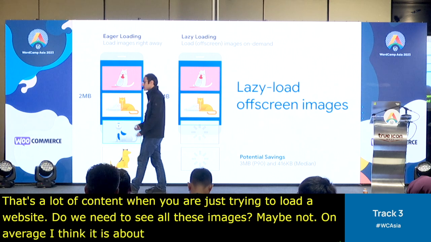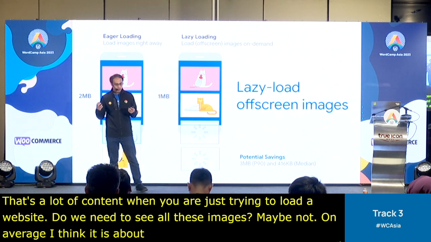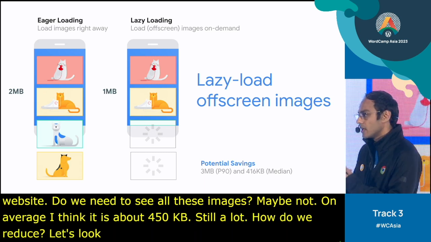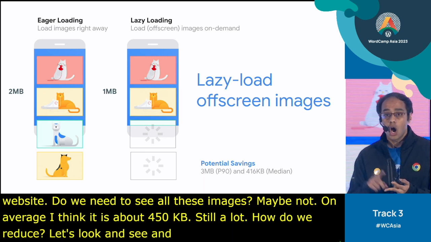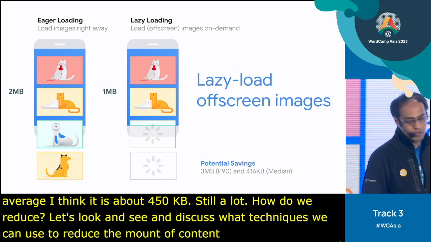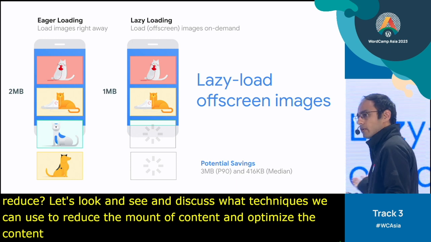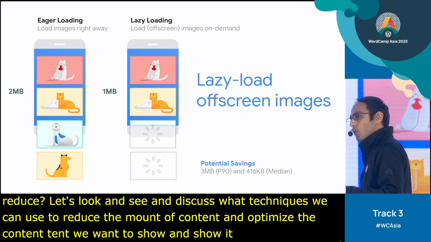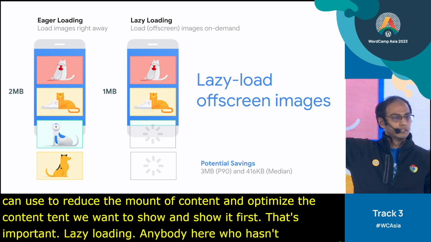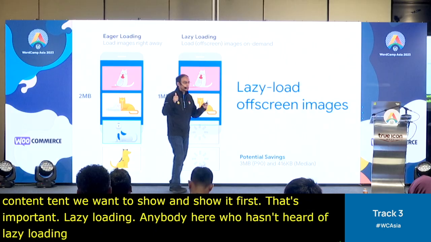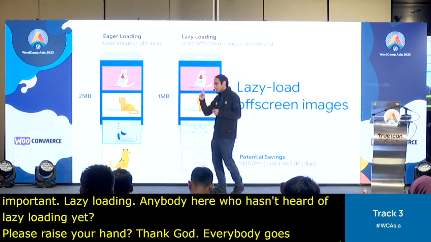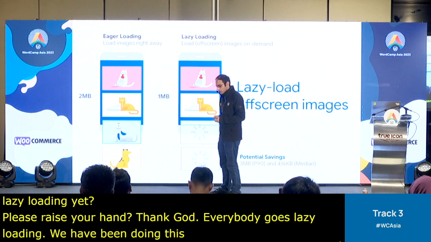So how do we reduce this? Let's discuss what techniques we can use to, one, reduce the amount of content we're getting in and, two, optimize the content that we want to show first. That's very important. Lazy loading. Anybody here who hasn't heard of lazy loading yet, please raise your hand. Thank God. All right, everybody knows lazy loading. We've been doing this since 2004. The way we've been doing this, we'll discuss that. Maybe we want to optimize that a little bit.